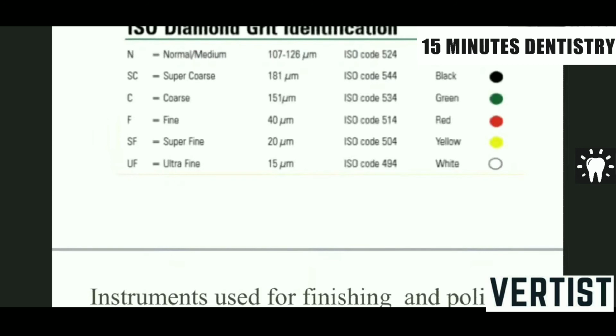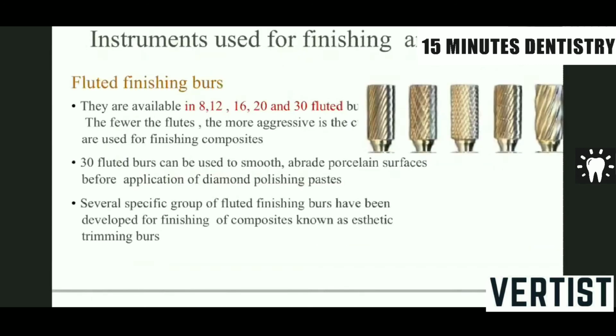Now, generally, the instruments used for finishing and polishing. These are the finishing burrs. Now, the fewer the cutting blades on the burr, the more aggressive it is. So the finishing burrs will have different gradations and they should be used from fewer flutes to more flutes. That means they are available with 8, 12, 16, 20 and 30 flutes.